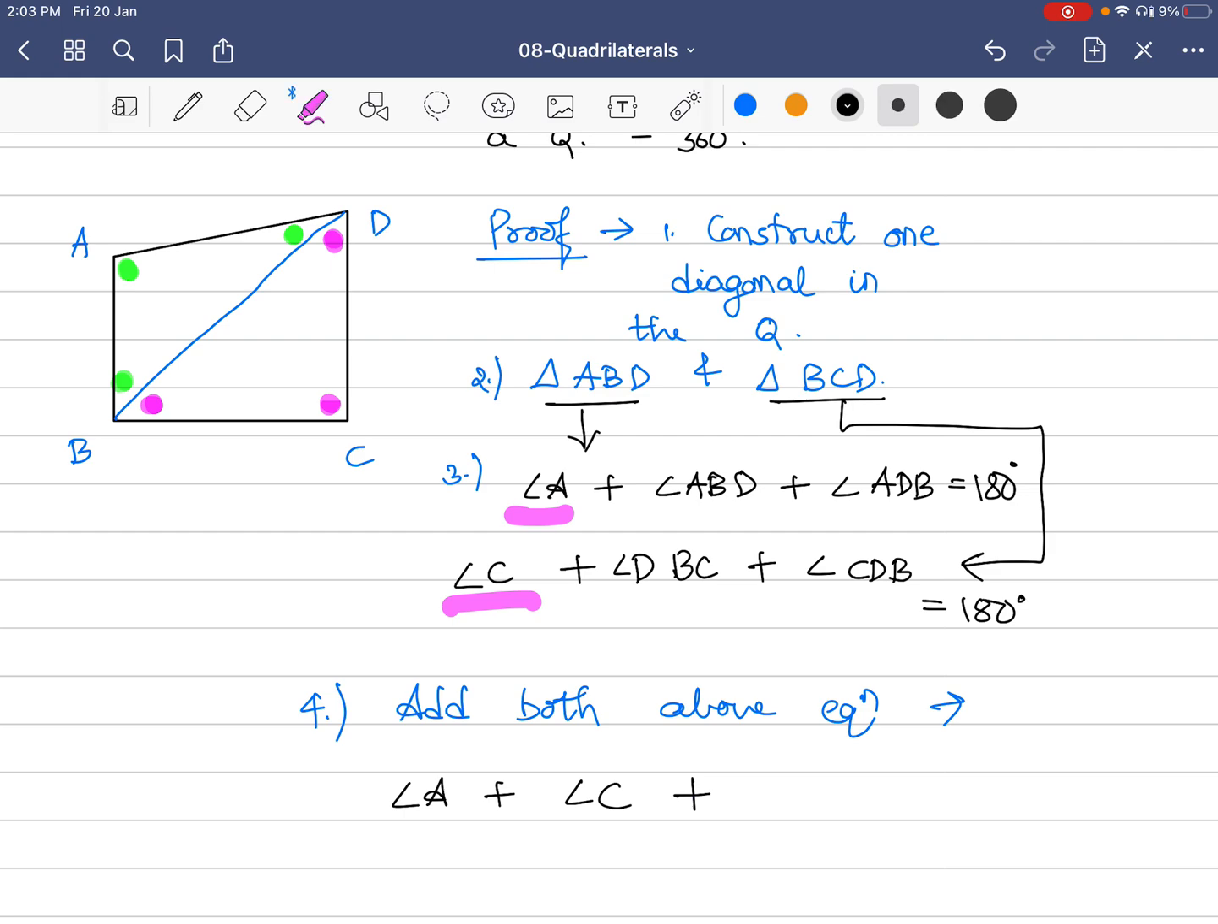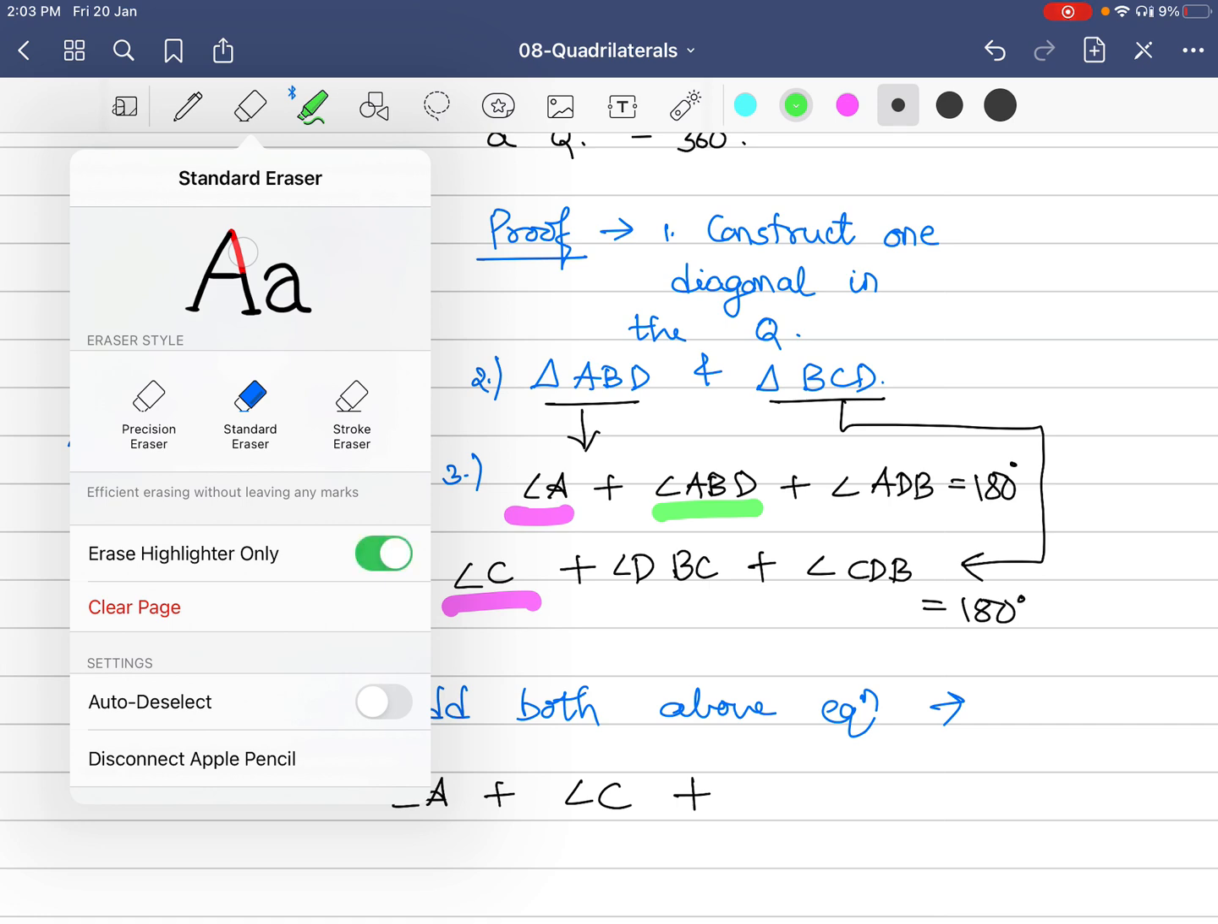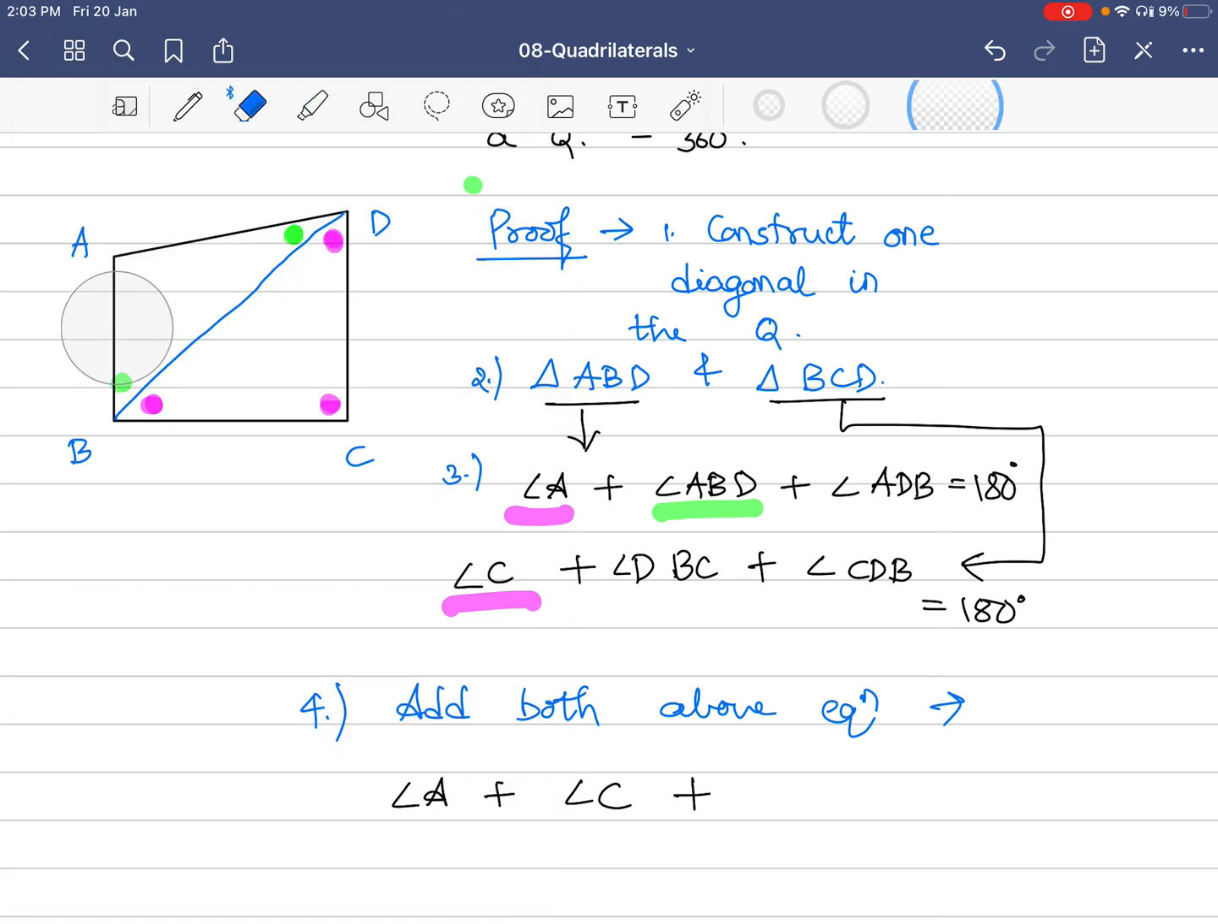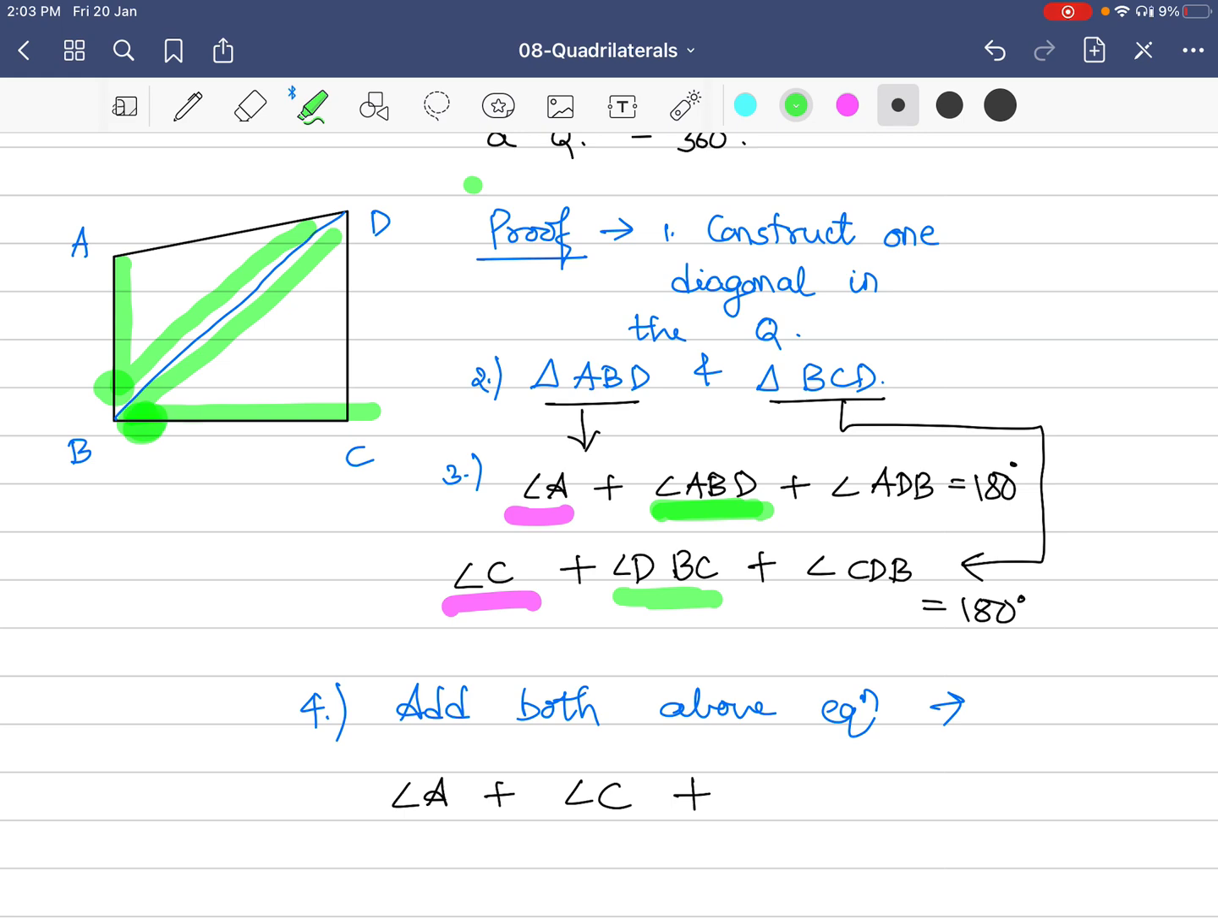Plus. Now this is interesting. ABD. So hold on. Let's use a highlighter so that it's easy to understand. Now angle ABD. So this is my angle ABD plus DBC. This is that angle, and then DBC is that angle. So this angle plus this angle is actually equal to angle B. So both of them are going to give you angle B. And I'm going to use the same highlighter so that we understand it.